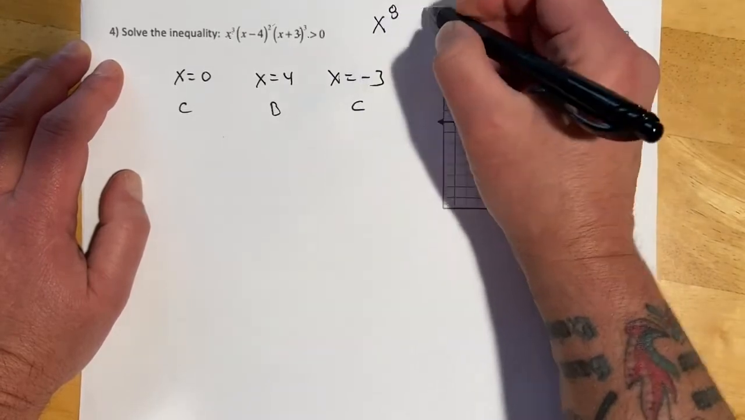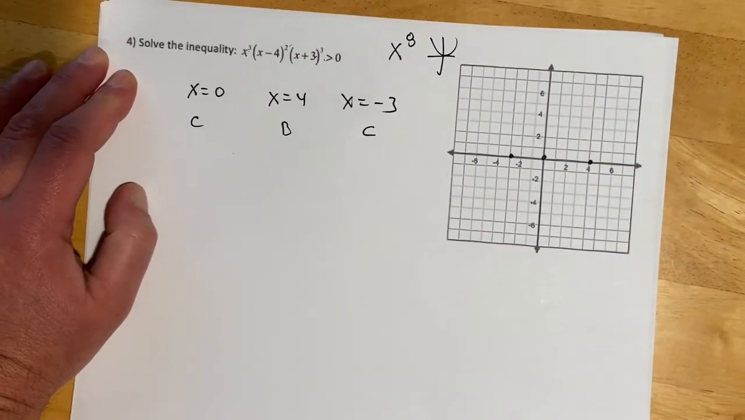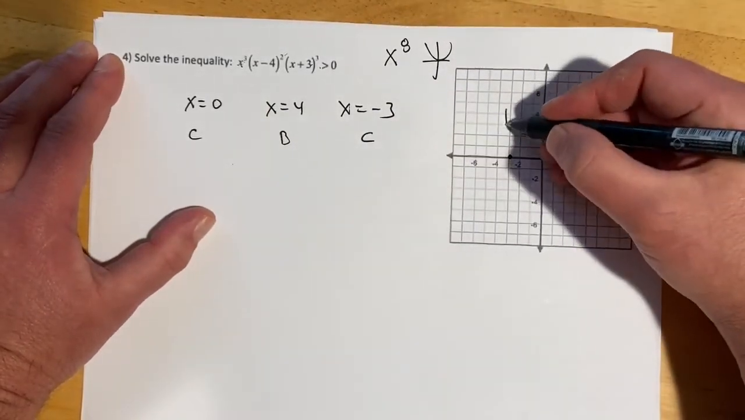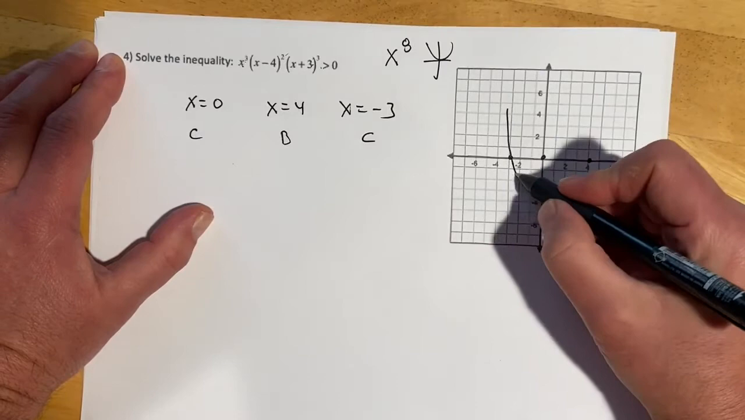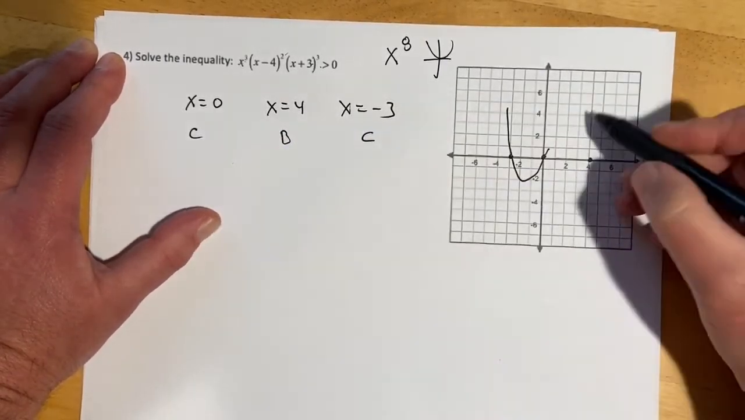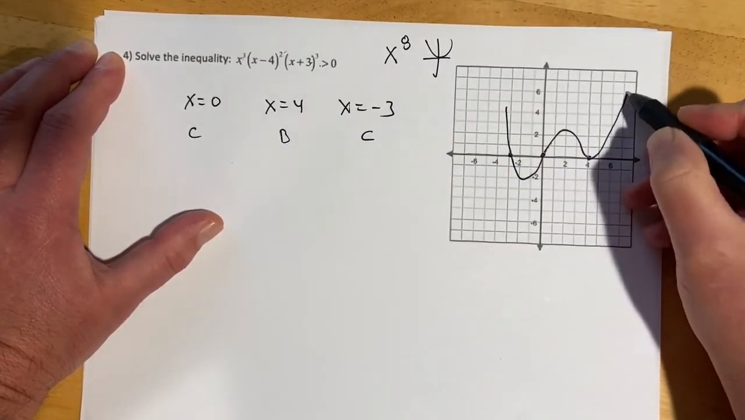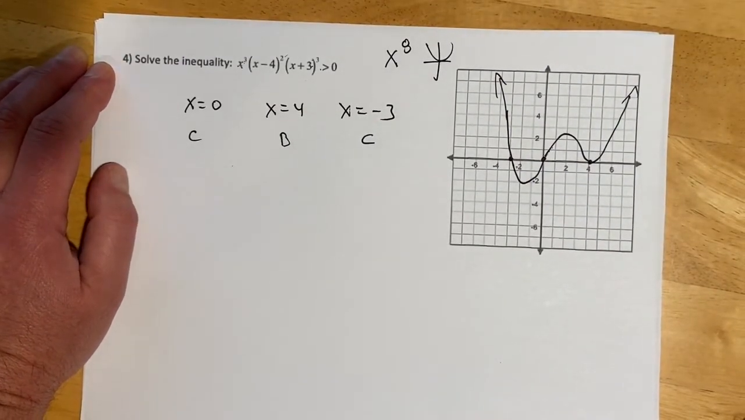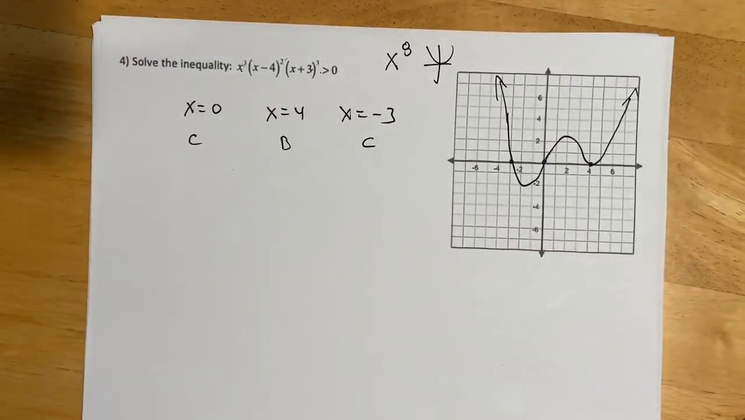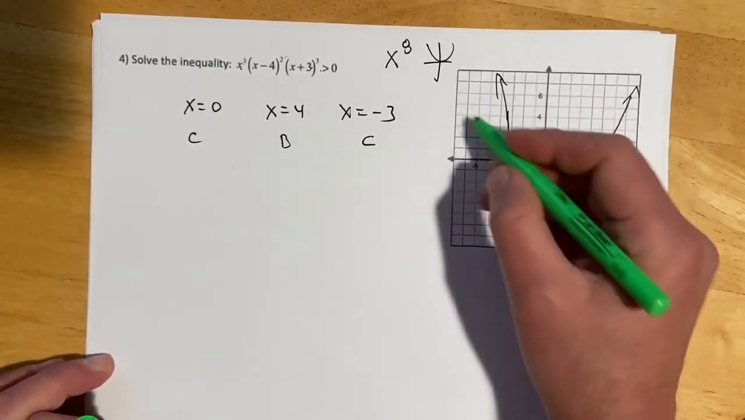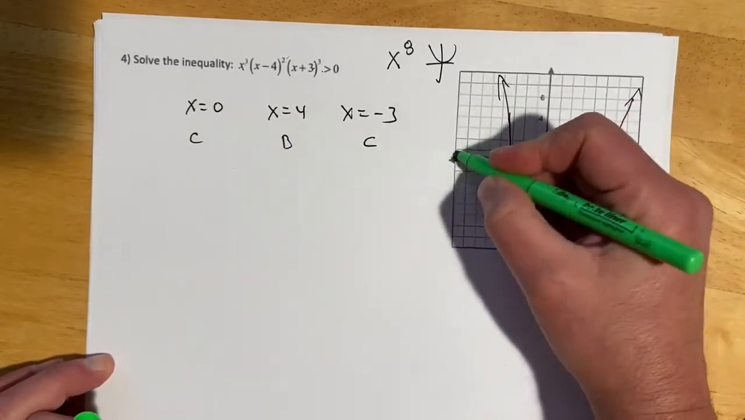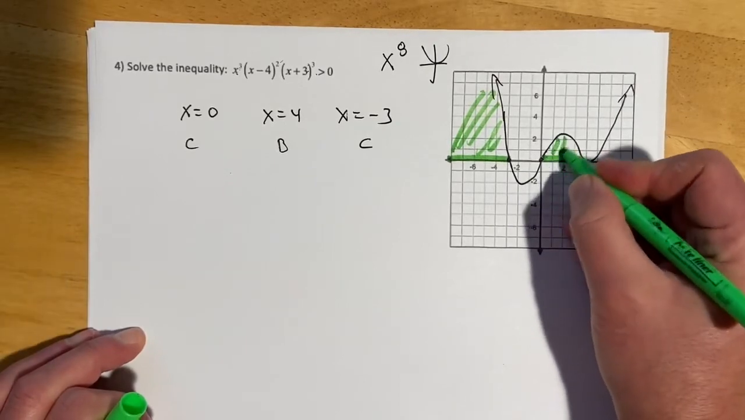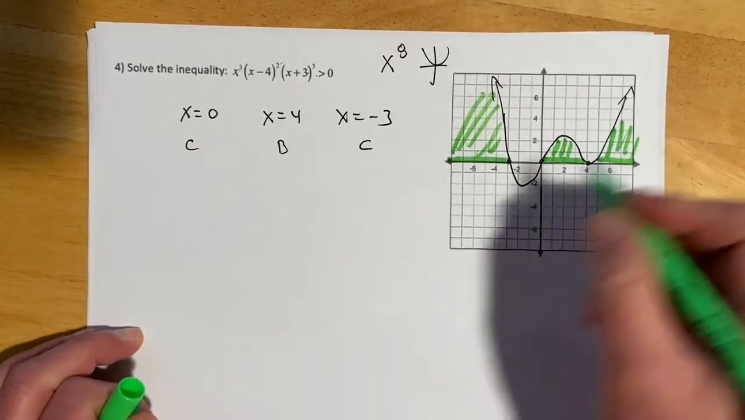So if we FOILed all that mess out, it would have been x to the 8th, so it should kind of look like an x squared. So we're going to come in at negative 3, we're going to cross on that one. At 0, we are going to cross again, and it's just going to bounce off of the 4. So our graph should look something like that. We again want the greater than, so that's going to be the regions above the axis. So all of these x's give me graph above the axis. These ones do not, those ones do, and these ones do.